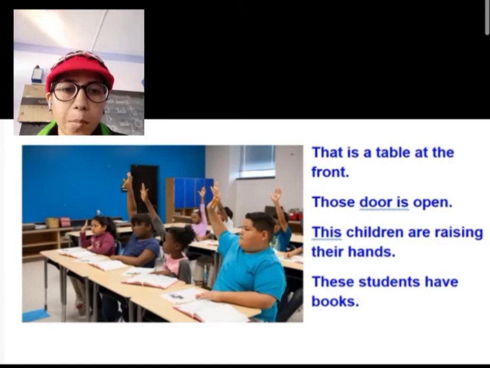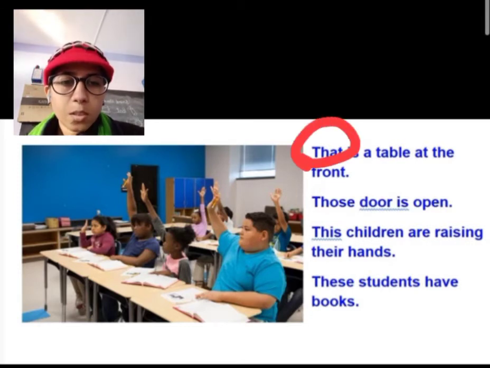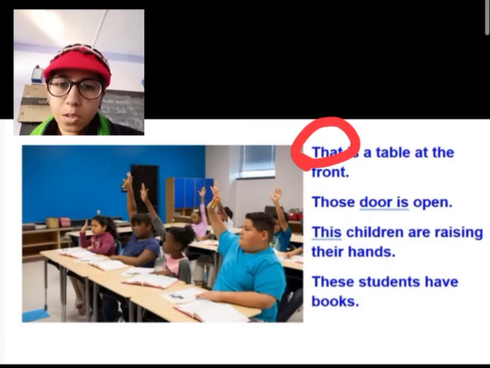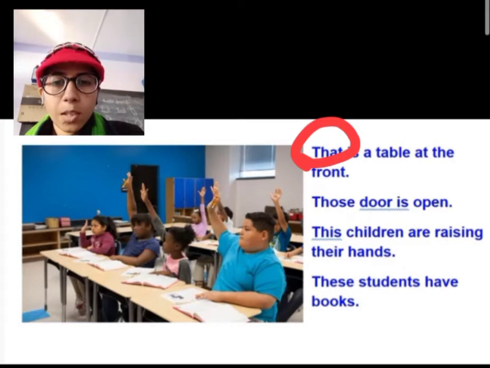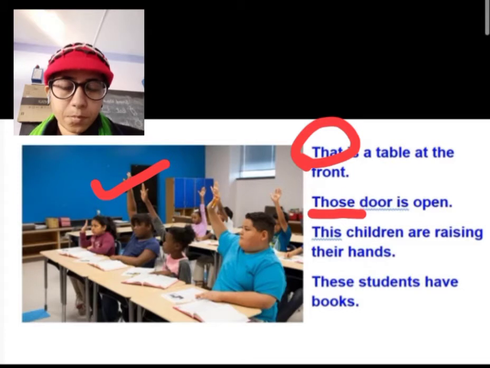So here this one is incorrect, so we have to use this in place of that. This is a table at the front. Next one is, those door is open. As you know that those is used for the plural numbers, but as we see we have only one door in the classroom, so this one is also incorrect and we have to use that door is open. That will be used in the place of those.